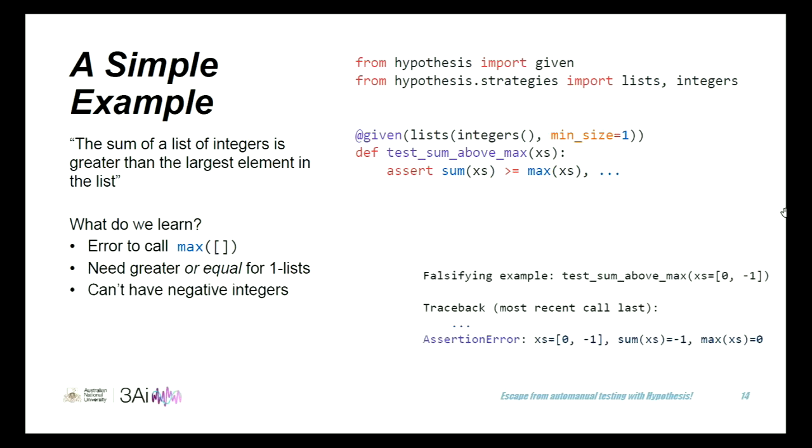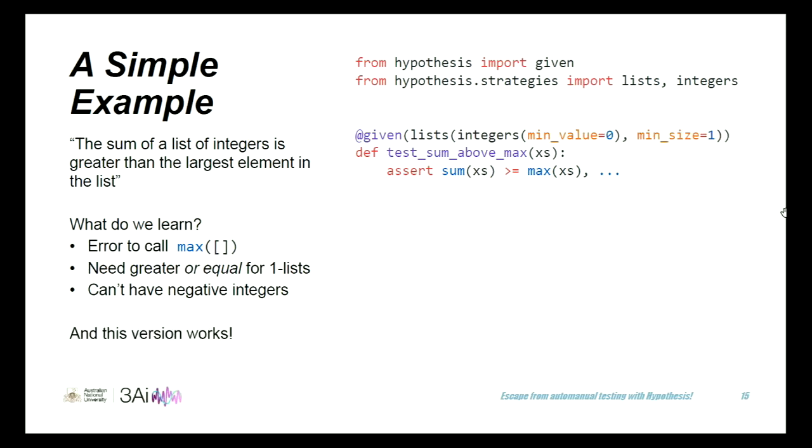Anyone think of negative numbers? If you add up a list with a negative number, or more than one, the sum can be less than the maximum. But notice again, Hypothesis has given us the smallest possible example of a list like this.